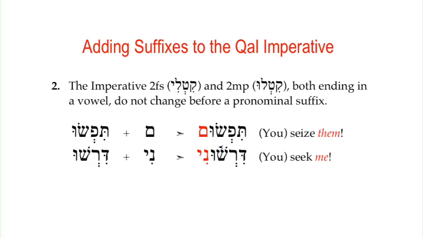Tifshu, tifshum. From "seize" or "you seize" to tifshum, seize them. Dirshu, dirshuni. Seek me. So these particular forms are very easy to identify. And later on, when we get to chapter 23, I'll even specify more clearly and give you kind of clues how to identify the imperative in context with relative ease.